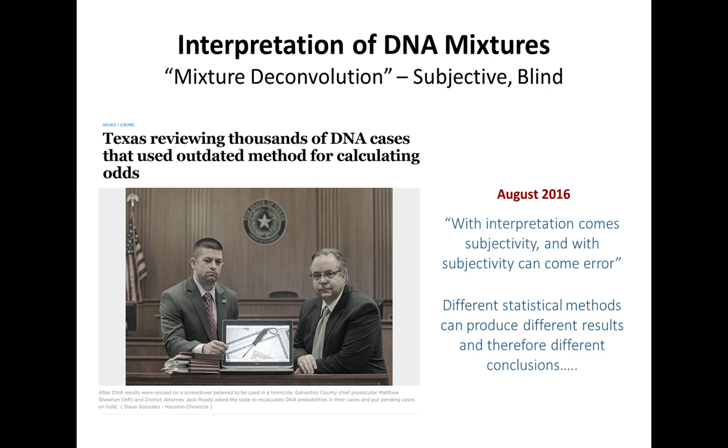Again, here's another article that was published in Texas reviewing thousands of DNA cases that used outdated methods for calculating odds. And again, this was August 2016, about a month before the PCAST report came out. But they were building on the Washington, D.C. audit and the 2009 NRC report. We just realized that with interpretation comes subjectivity, and anytime there's subjectivity involved in interpreting a DNA mixture, we can make errors. We can potentially prosecute the wrong person, convict the wrong person, or, the flip side of that, acquit the wrong person.